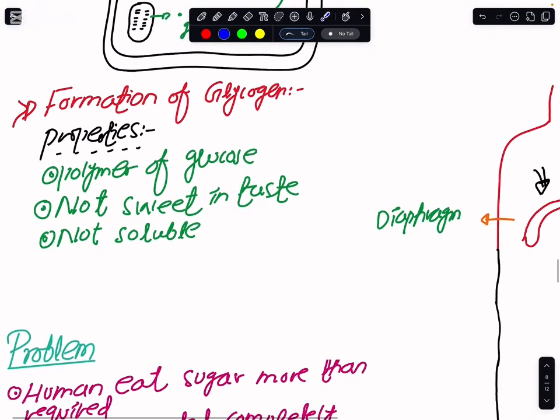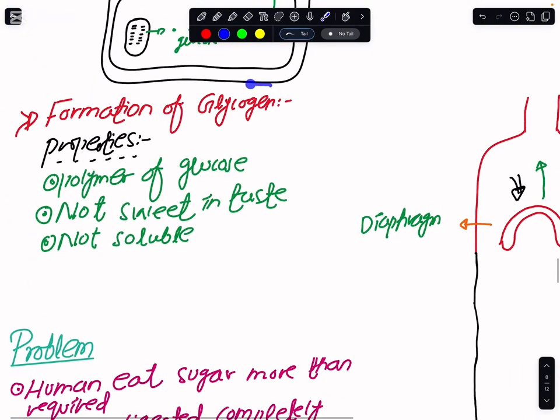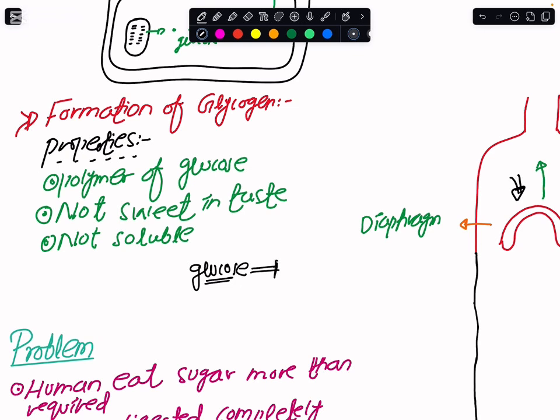Now, lastly, what we have to understand is how the glycogen can form within living organisms. The situation is that we people eat more glucose than we require for our body. Out of this extra glucose, some would be used by the cells, but any extra glucose that I form within my body has to be converted into glycogen, and this glycogen would be stored in the liver of the animals.